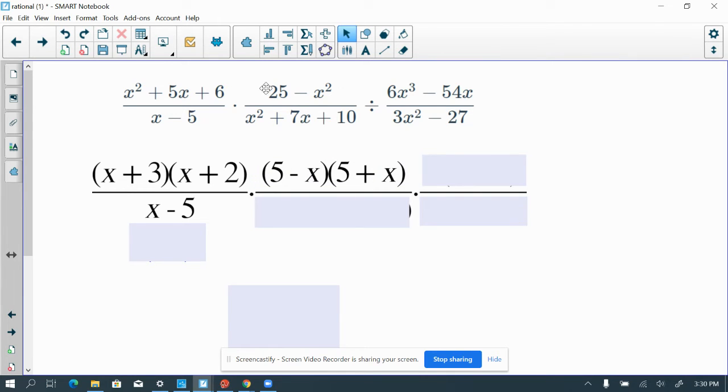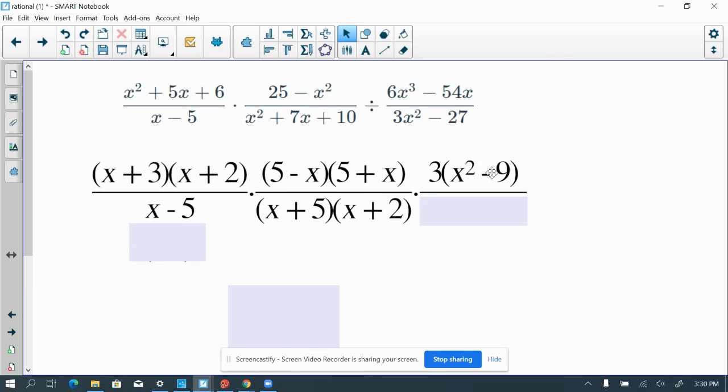Because 5 times 5 will get you 25. Negative x times x will get you minus x squared. This denominator will factor into x plus 5 times x plus 2. And I changed division to multiplication. And I'm going to flip these. So this 3x squared minus 27 is going to go up on top. But I noticed that they both have a 3 in common. So I'm going to factor that out first.